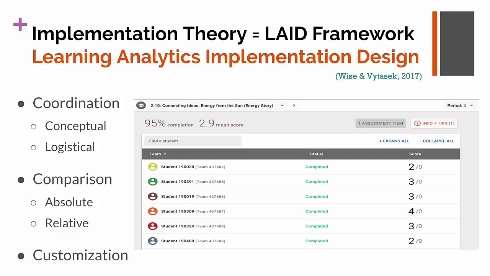For absolute comparison, the student data is compared to a standard. So that could be a right or wrong answer, a rubric, criteria, or things like that. Relative comparison deals with comparing across categories, like from one student to the next or one class period to the next. The customization principle has to do with the opportunities that the user has to customize the learning analytics, how they're presented, how they're viewed, in a way that accommodates that particular user.